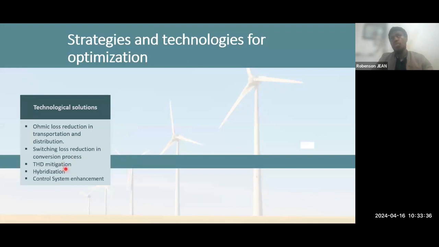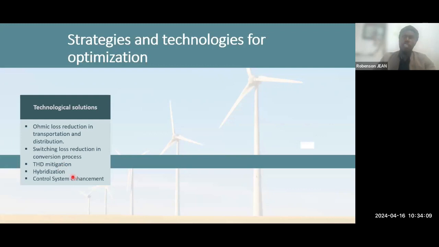And also, we have to address some technical issues due to THD, the total harmonic distortion rate. And through research, we have seen that when the THD is high, we have an energy efficiency that is a little bit low. But when we try to reduce the THD, the energy efficiency is increased.